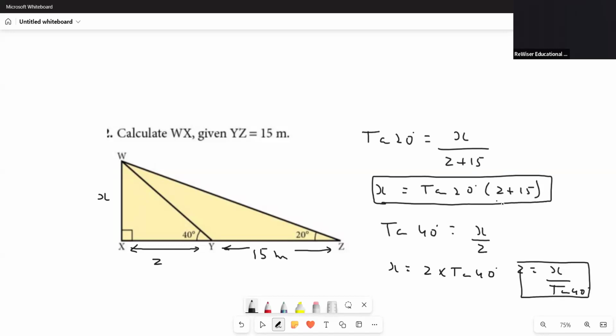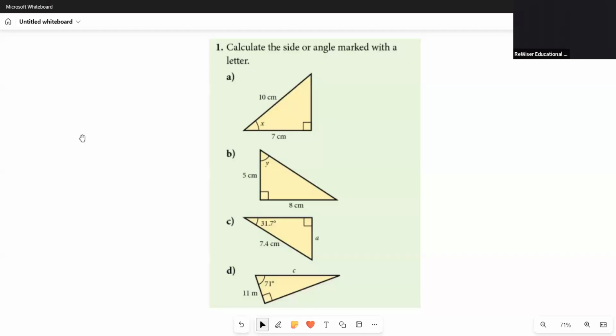Now, moving ahead, I'll give you a minute to write this down. Then we'll place the other ones. So the other types of questions that are asked are these types. In these types of questions, calculate the side or the angle marked with a letter. So here they have marked an angle x. So how can we get x from here?